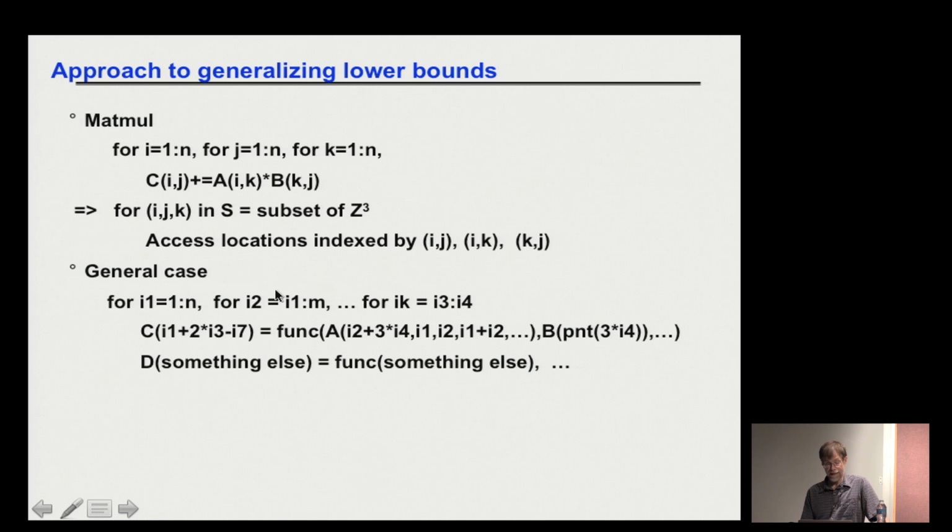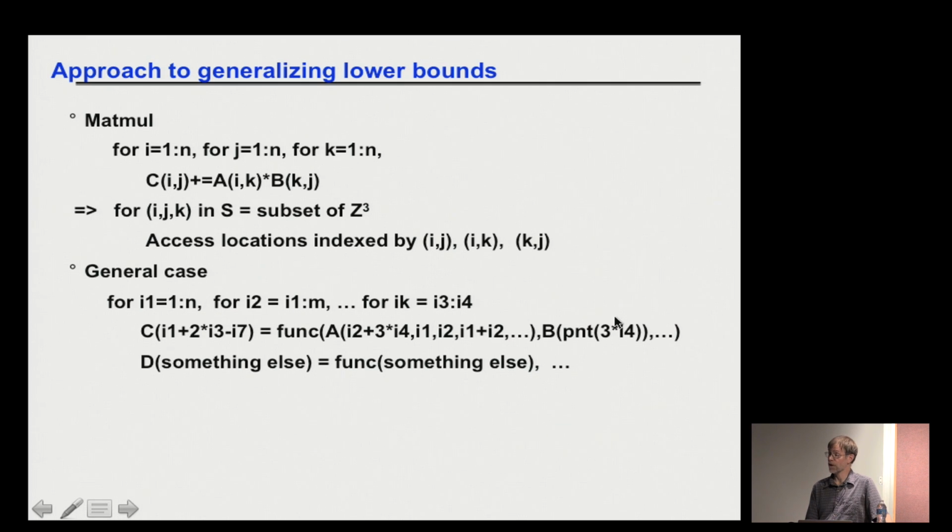So this is the example I had before. I have a whole bunch of indices, and they're all looping over something or other. And I have a bunch of arrays. I can have as many arrays as I like. Here I have A, B, C, you choose. And the subscripts can be arbitrary linear combinations of the variables. So I can have I1 plus 2I3 minus I7. I can have one subscript, two subscripts, three subscripts, and I can also have pointers.